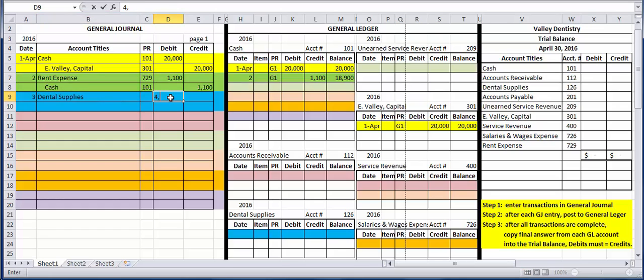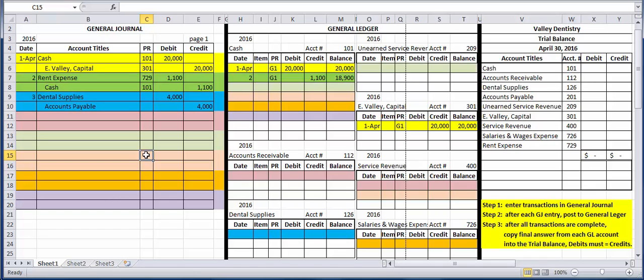And they said we bought this on account. It's like we used our credit card. It's not cash. We used a credit card, so that would be accounts payable. And that would be for $4,000. Again, my debits have to always equal my credits.